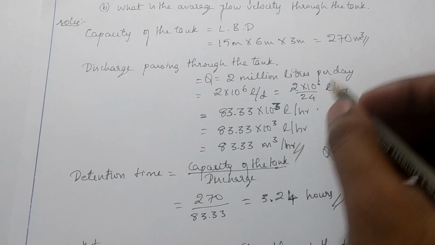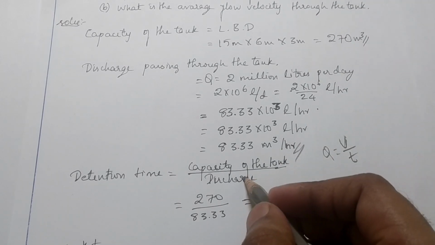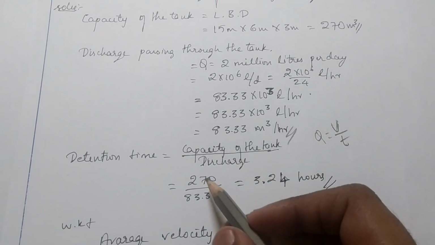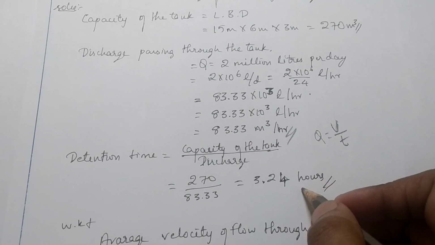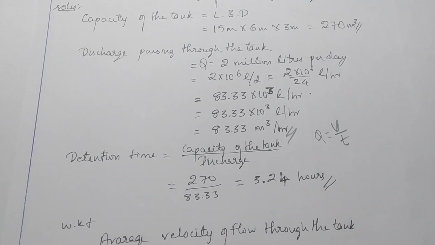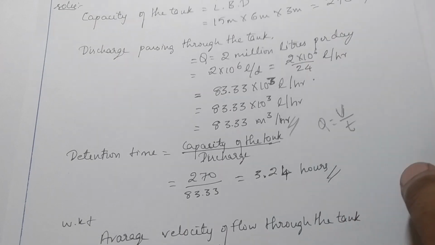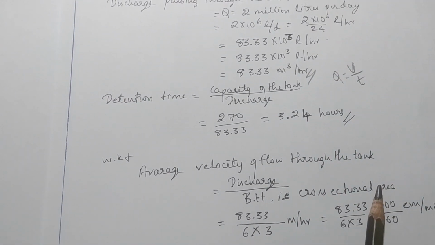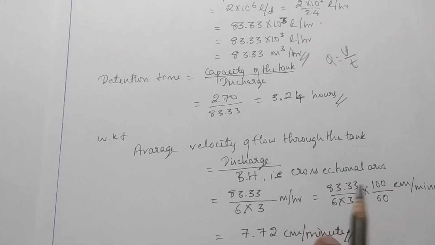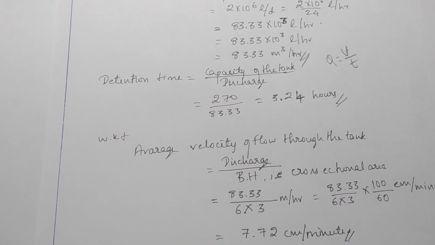So you know the discharge, you know the capacity. After substituting here, you can calculate the detention time as 3.24 hours. So the first thing we have found out. The next thing is we need to find out the average flow velocity through the tank.